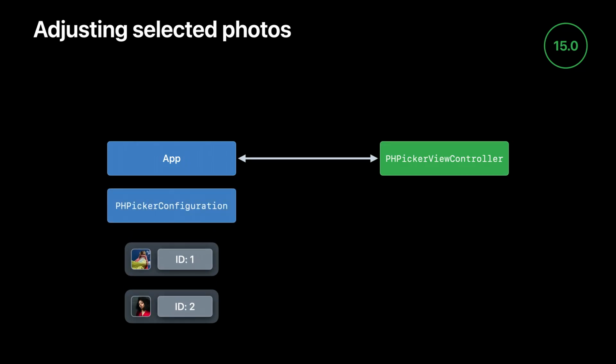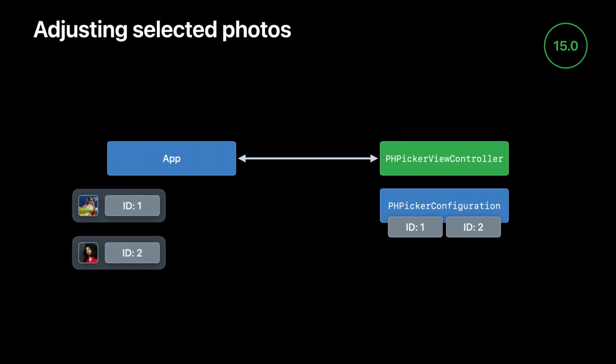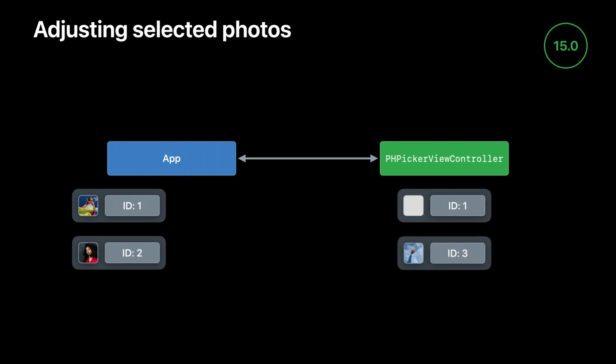To do it, you need to create a new configuration object. You can give the configuration an array of asset identifiers you retrieved previously, ID1 and ID2 in this case. When a new PHPickerViewController is presented, photos with ID1 and ID2 will be selected by default. People can deselect them or select additional photos. You still want to keep the old picker results for now, because you will need to use them later. Let's say the photo with ID2 is deselected, but a new photo with ID3 is added to the selection.